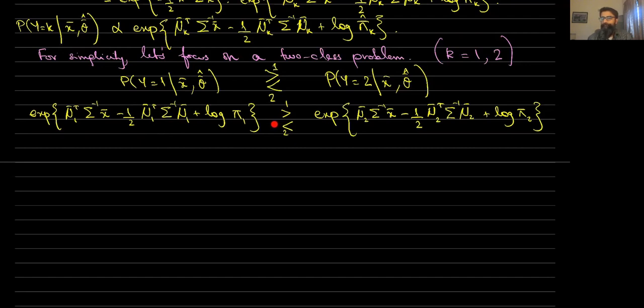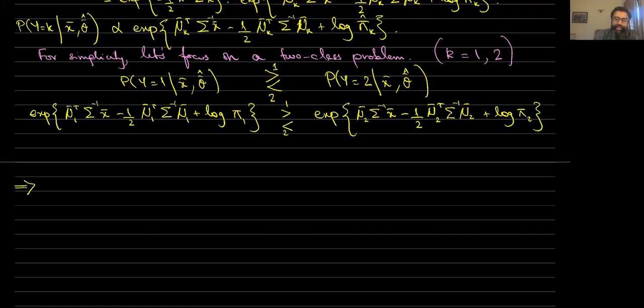Sir, hum log le lenge to kyunki log monotone hota hai to isliye inequality pe farak nahi padega. Fir hum jo x wali term hai unhe ek side pe le lenge to mu 1 transpose minus mu 2 transpose, mu 1 minus mu 2 transpose, aur phir ye jo sigma inverse x ye ek side pe aa jayega aur baki cheezein dusri side.